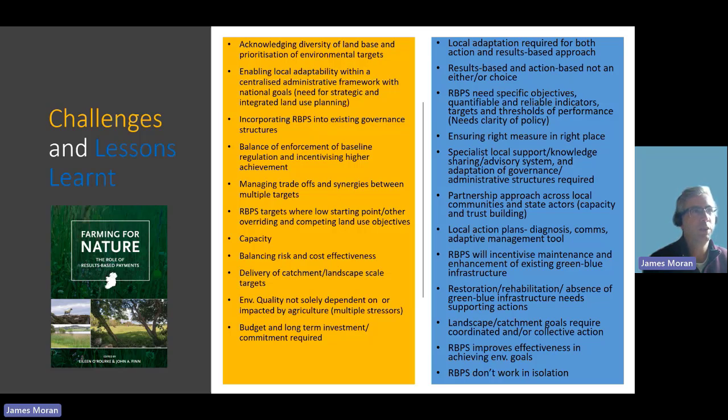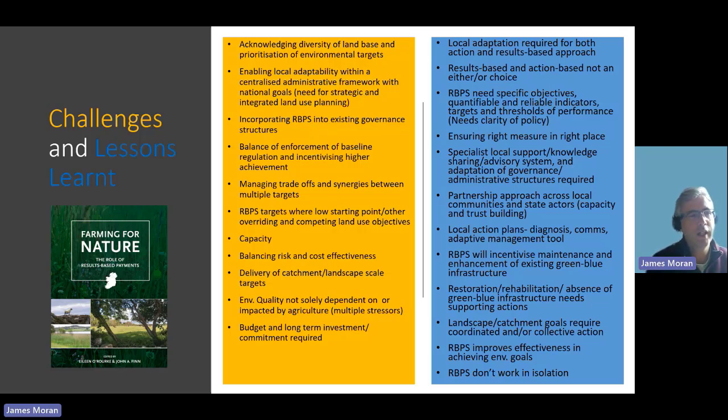Results-based need specific objectives, quantifiable and reliable indicators, targets and thresholds of performance. So they need clarity of policy, and having them in place drives clarity of policy. If people are going to get paid on results and taxpayers are going to pay for results, you need clarity on what the resultant goals are. With proper planning, they can ensure the right measure in the right place, but they need specialist local support, knowledge sharing and advisory systems, and they need an adaptation of the governance and administration structures to make them work. A partnership approach across local community and state actors to build capacity and trust is essential.